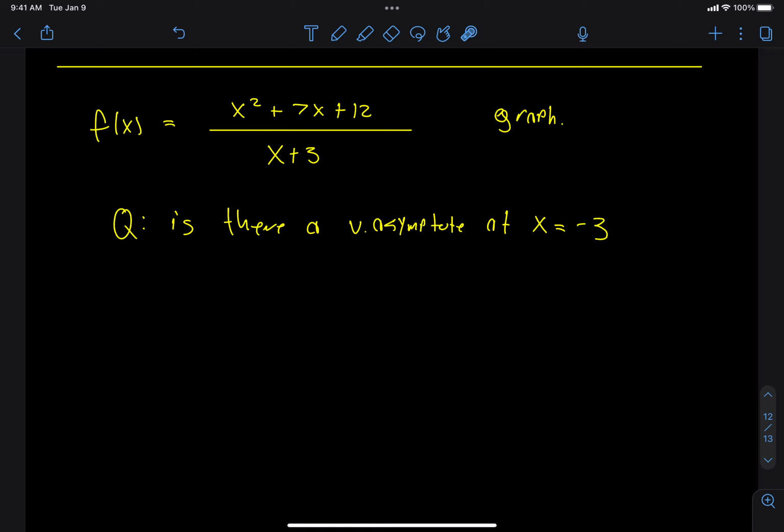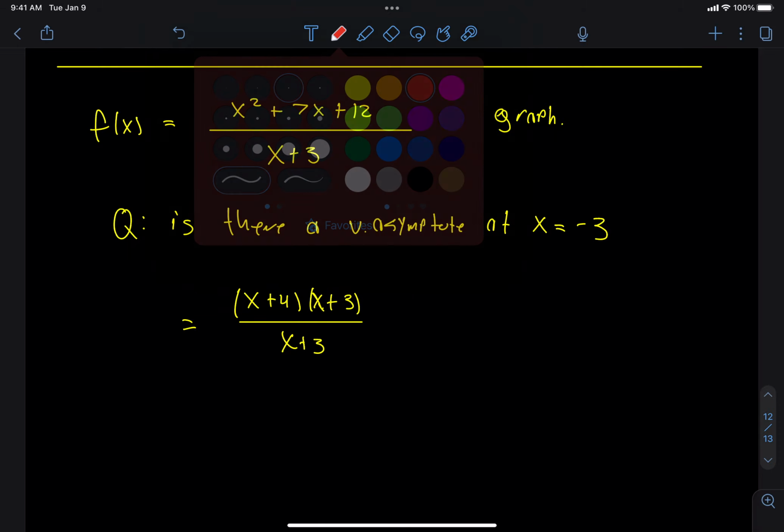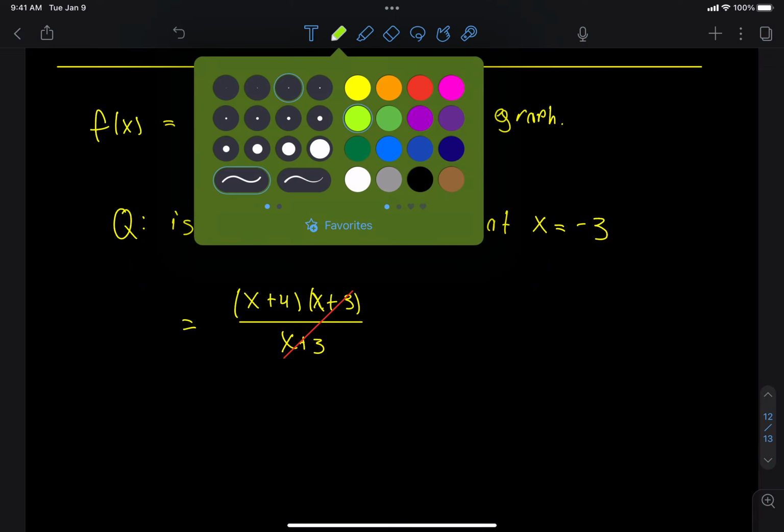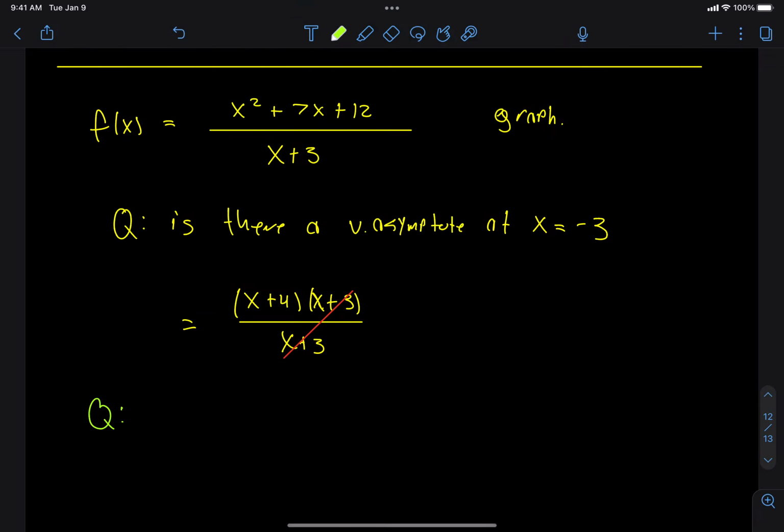It cancels out. Yeah, if you factor the numerator, what would we get? X plus 4 and x plus 3, right? Sorry, did I do it wrong? No, it's right. And then x plus 3 here. And then what happens? These two cancel. So, follow-up question. Well, we cancel these two, right? So what are we left with? F of x is just x plus 4, right?